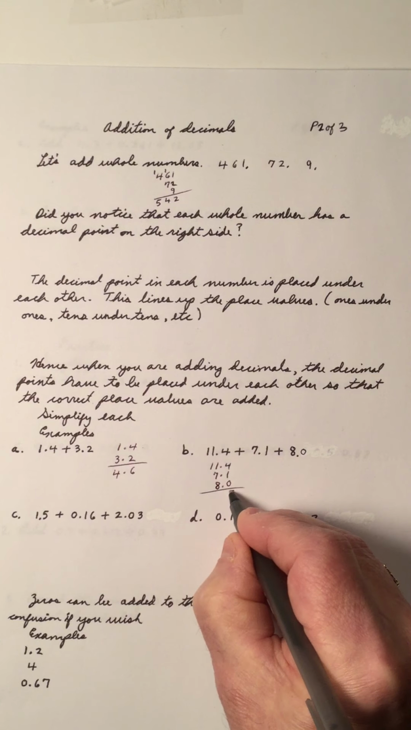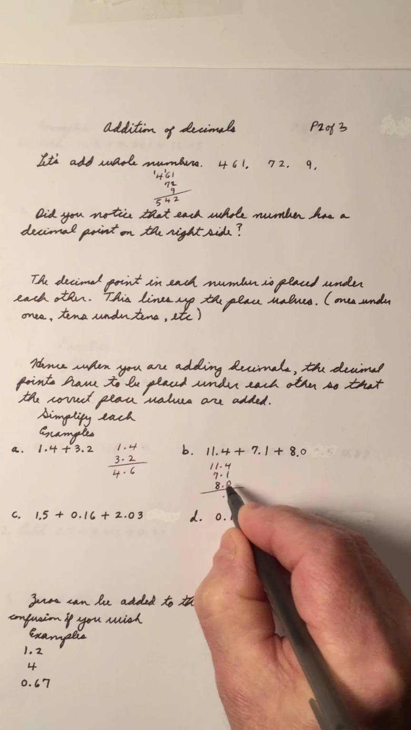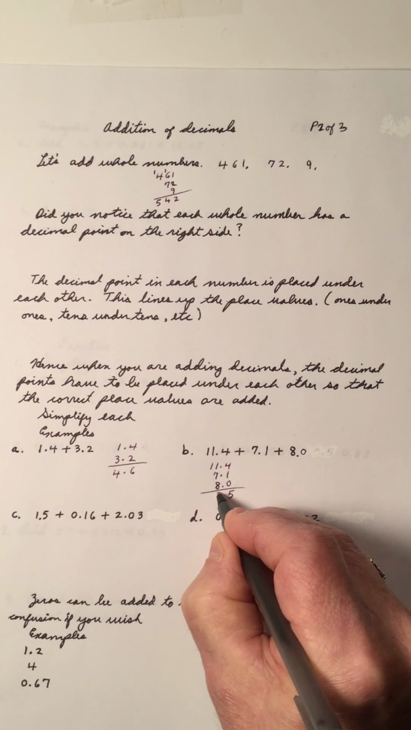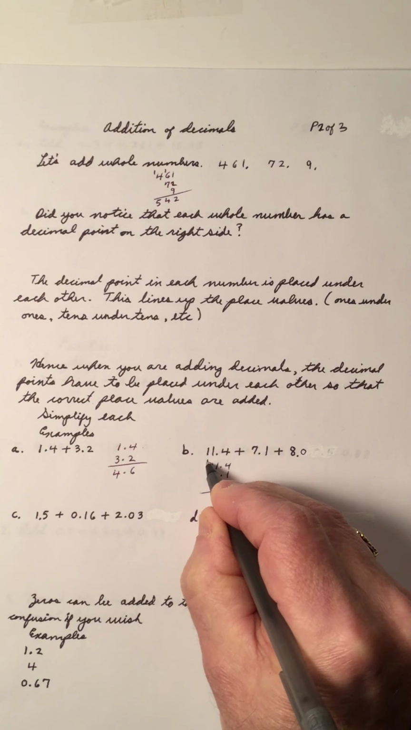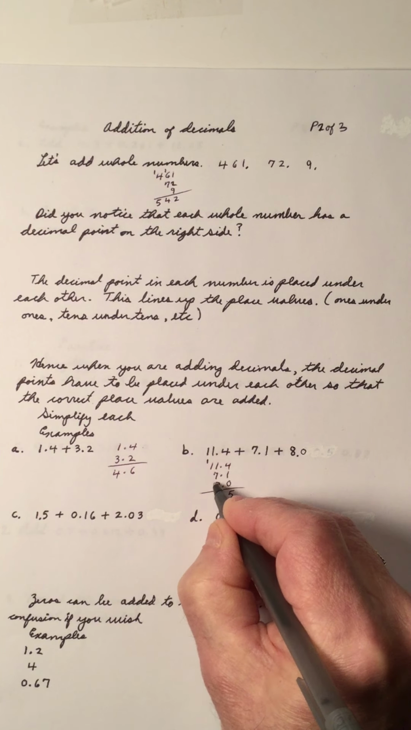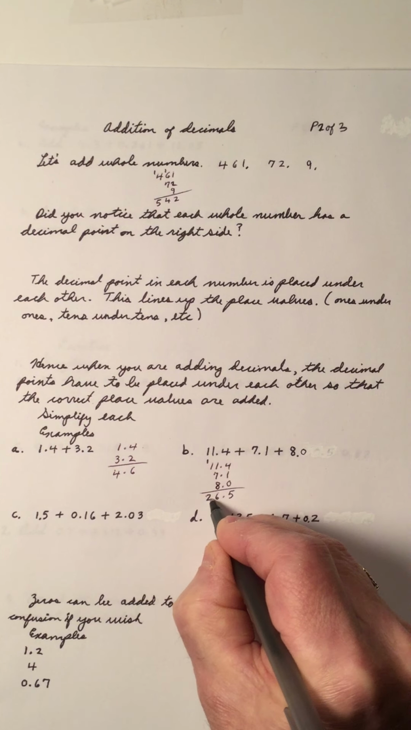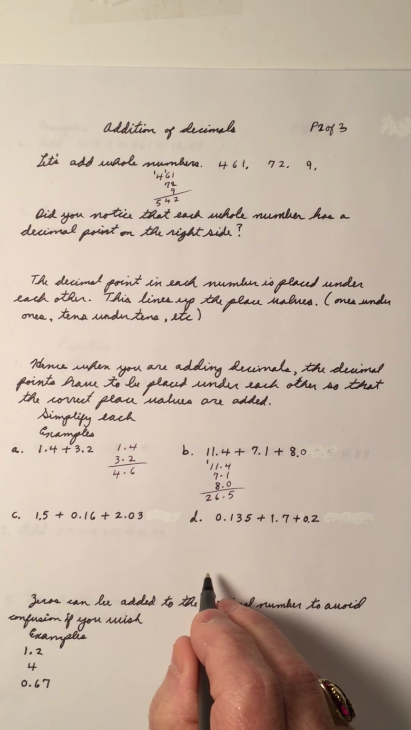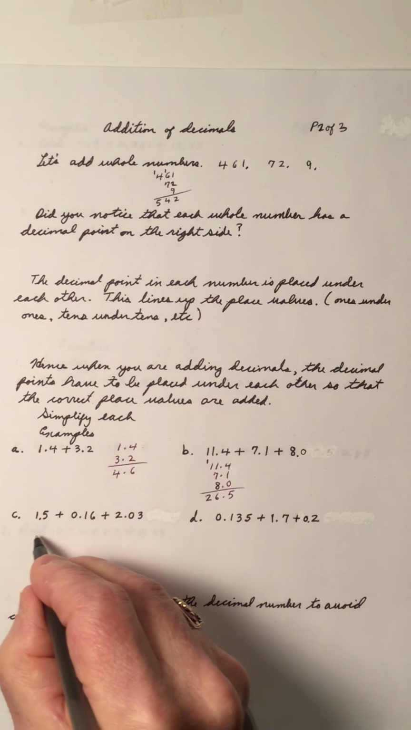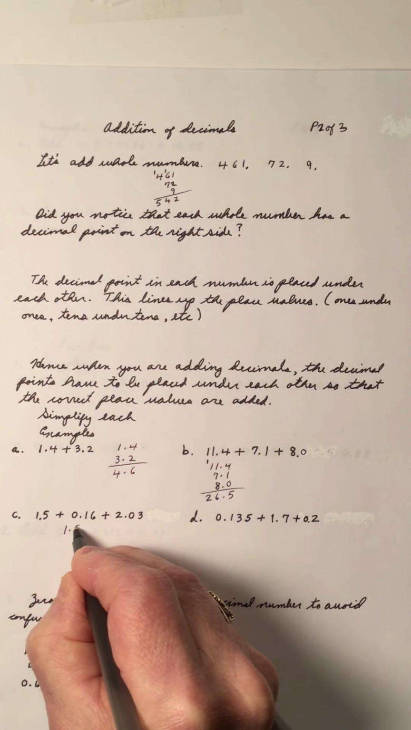4 plus 1 is 5. 8 and 8 is 16. You've got what we call a carried 1, because that's a 10 we're bringing over. So 1 plus 1 is 2. So 26.5.